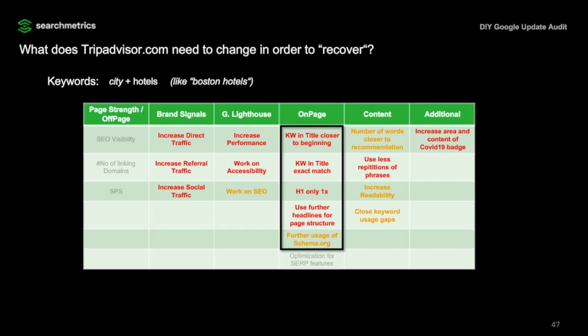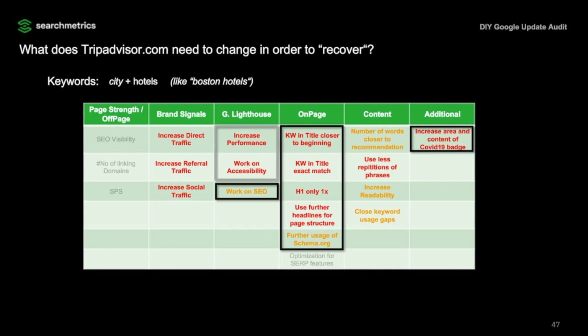probably quite easily. And they should use further schema.org markups, which is probably also something they could easily implement. Also quite easy is working on their SEO, so putting all the attributes into the titles and adding or expanding this COVID-19 badge, giving it more space and more content. These are probably the quick wins that they can really easily do and work on.